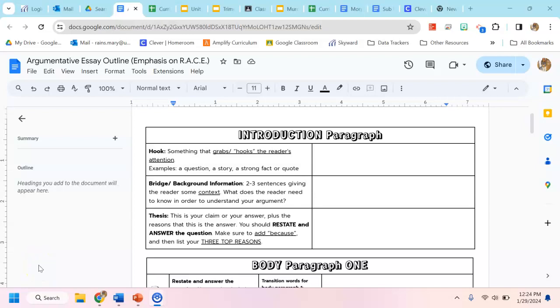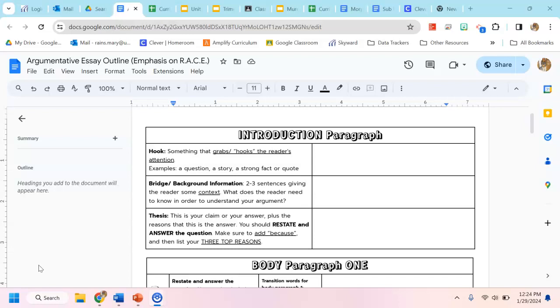The first paragraph of any essay is called the introduction paragraph. And generally, depending on what type of writing you're doing, you will start with a hook. So that's a sentence, maybe two sentences, that grabs the reader's attention and really hooks them into whatever you're going to be talking about.